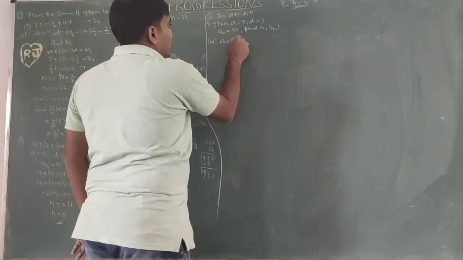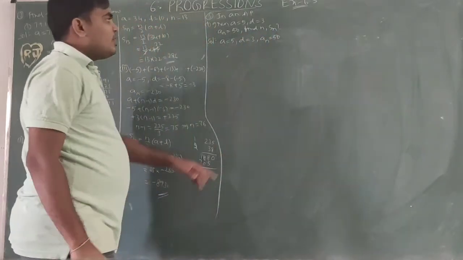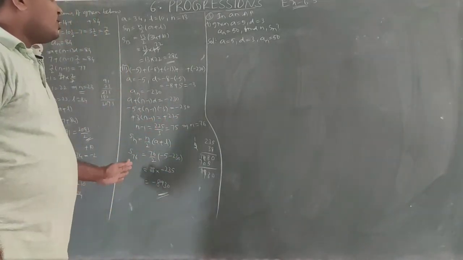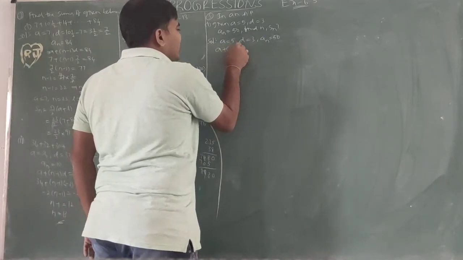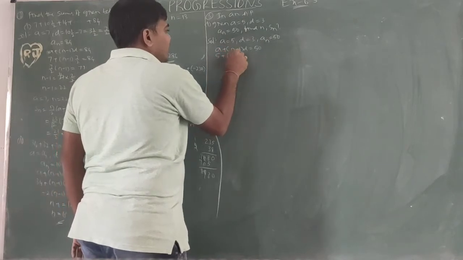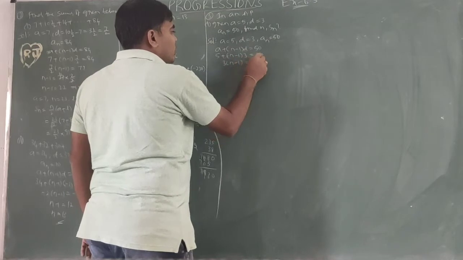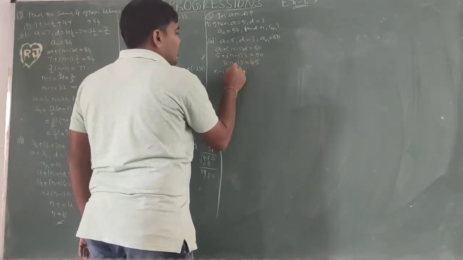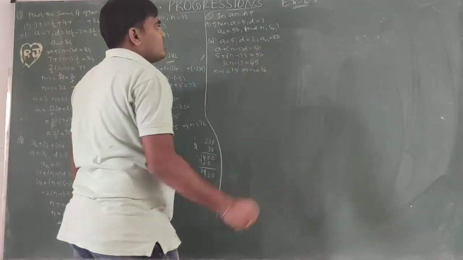A equal to 5, B equal to 3, An equal to 50. So from this An we need to find out n. Later we can easily find Sn. So similar to this one: A plus (n minus 1) of B equal to 50. 5 plus (n minus 1) of B equal to 50. (n minus 1) of 3 equals 50 minus 5, 45. n minus 1 equal to 45 by 3, 15. n equal to 15 plus 1, 16.